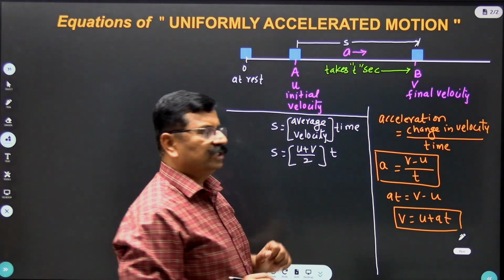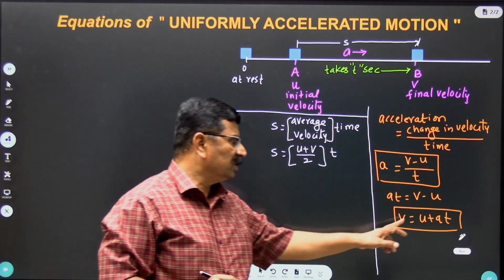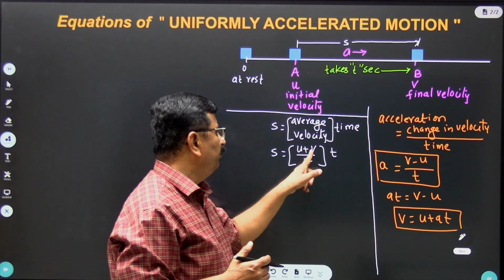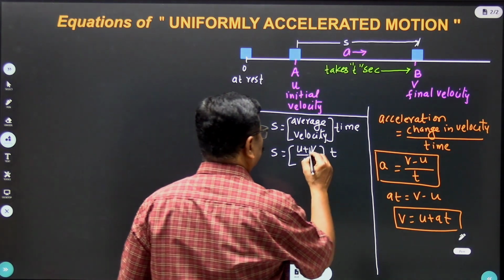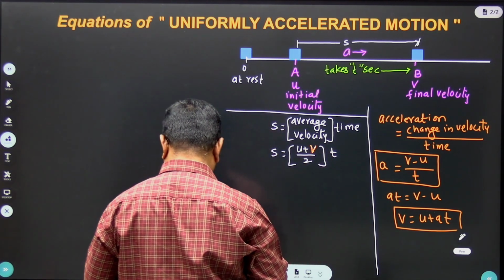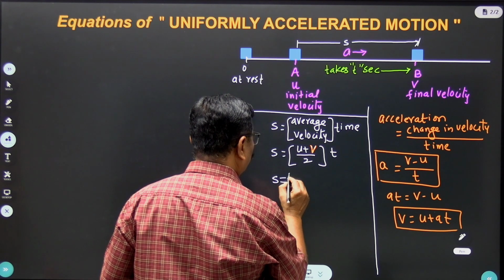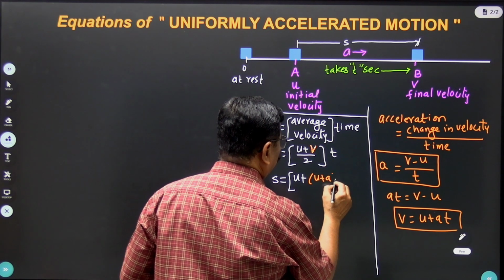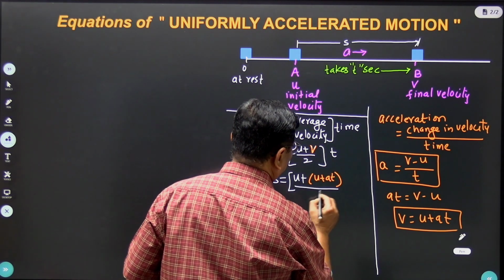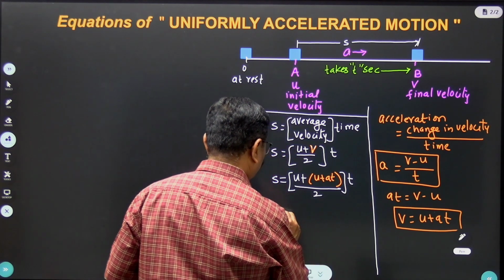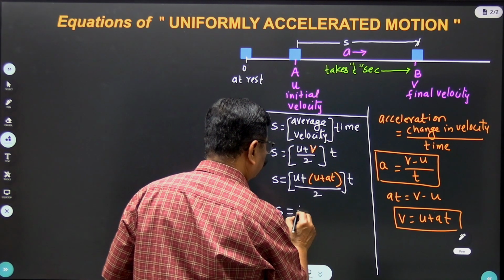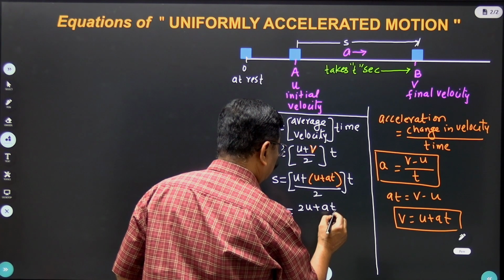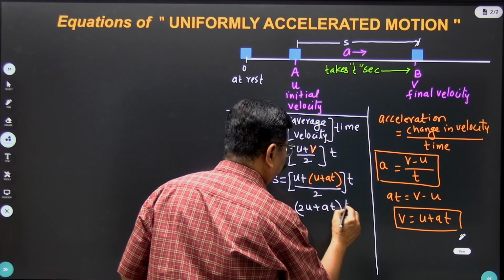Now we have the first kinematical equation, that is v is equal to u plus at. Now what we'll do, we will substitute this value of v in this equation. So we will get s is equal to (u plus at), bracket complete, divided by 2 into t. So therefore s is equal to, open this bracket, u plus u, (2u plus at) into t by 2.